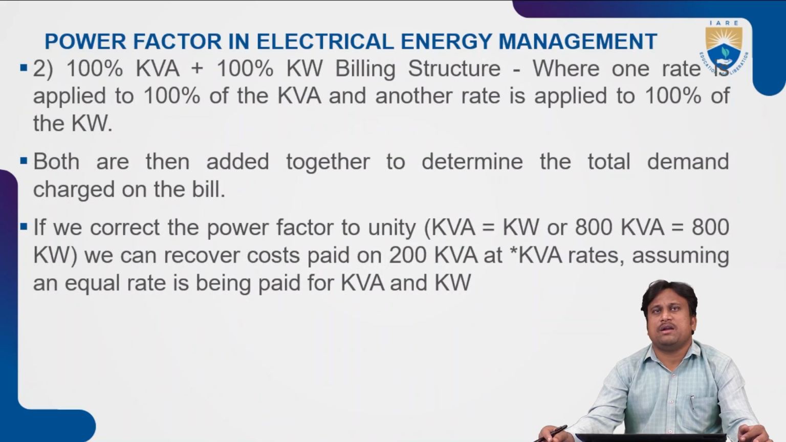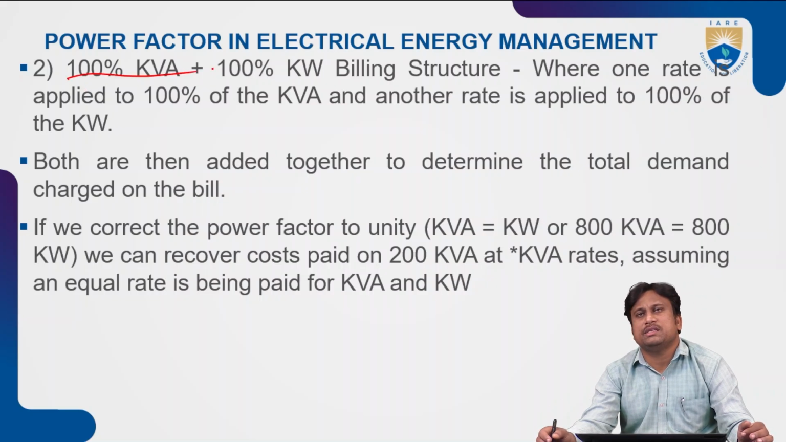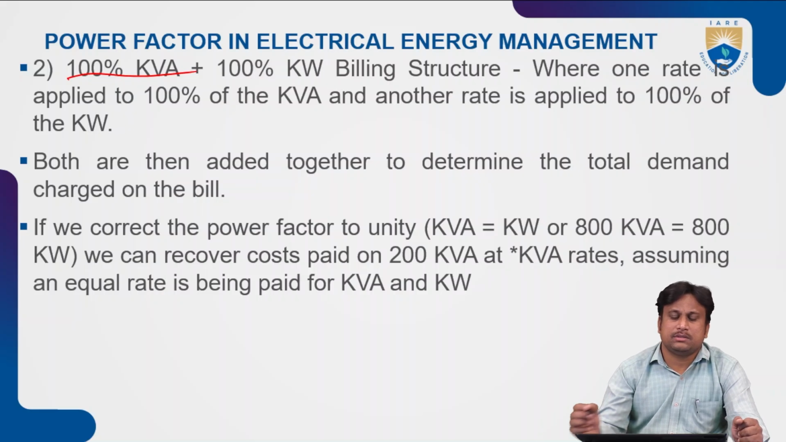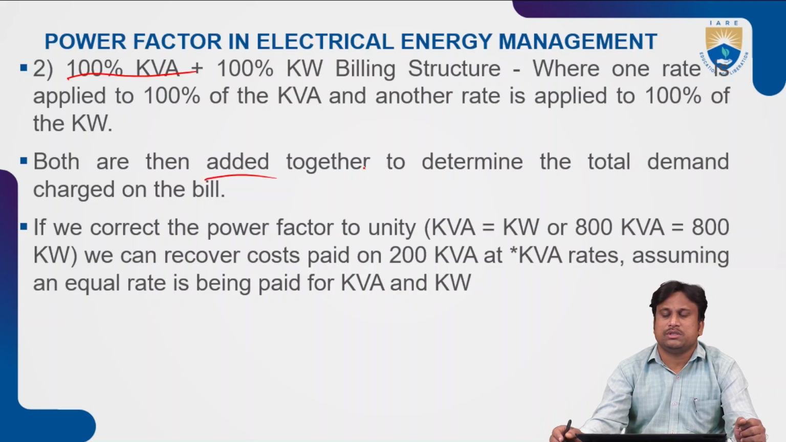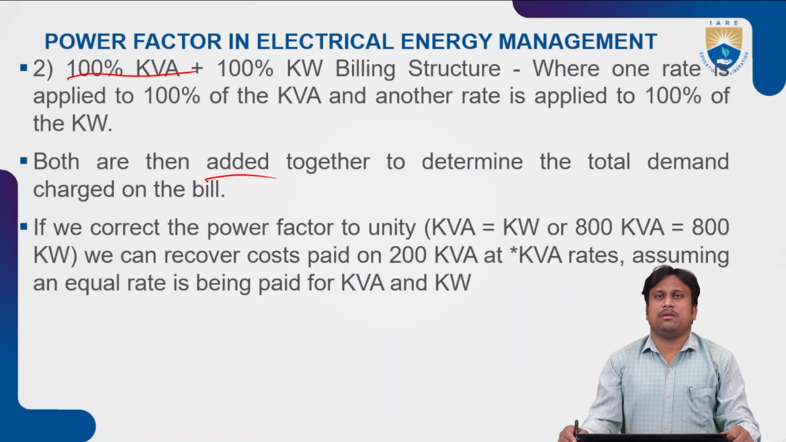A similar case is when a 100% kVA plus 100% kilowatt billing structure is considered. Here one rate is applied to 100% of the kVA and another rate is applied to 100% of the kilowatts. Both are then added together to determine the total demand charges on the billing structure. So when they are added together, that specifies the total demand charges. This will be reflected directly on the bill.